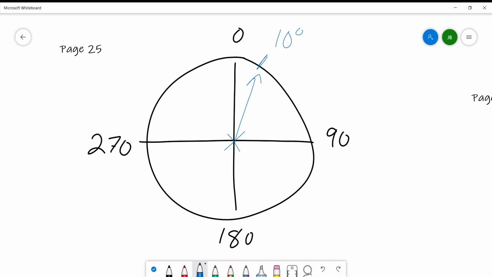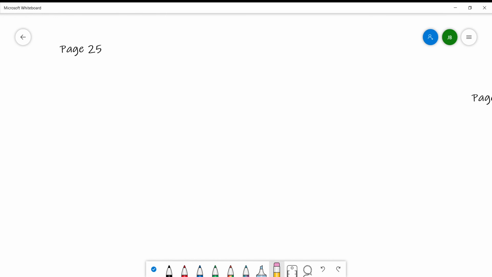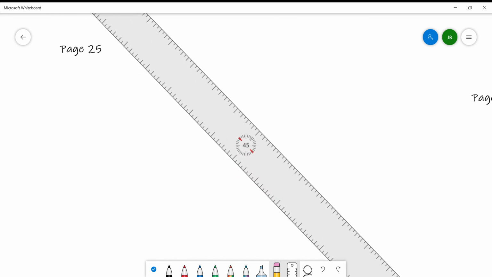But practical applications. Looking at page 25, we discuss vertical angles. Notice how it's highlighted in your book. Vertical angles. That is a vocab word. Vertical angles are the non-adjacent angles that are formed from straight lines.